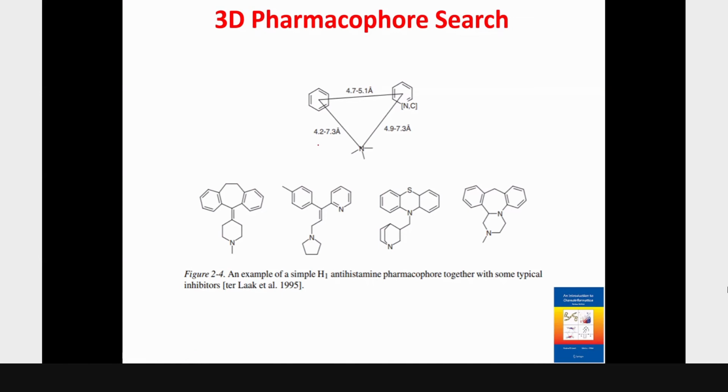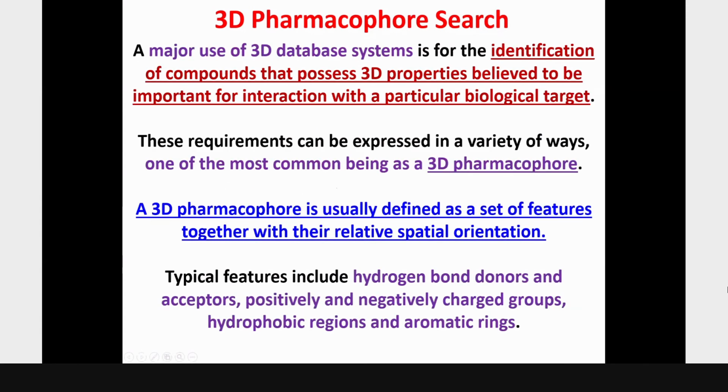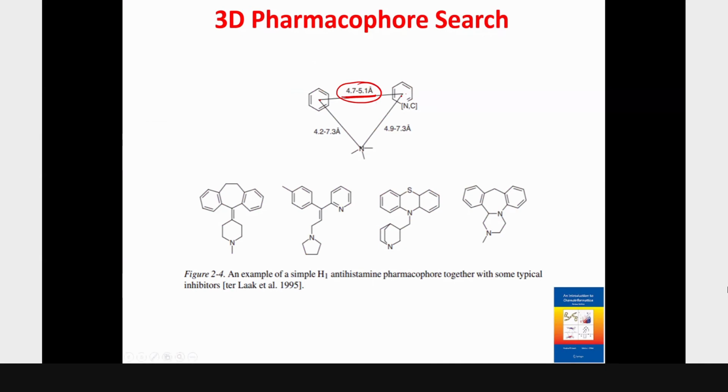Here they are mentioning some criteria, like there are two benzene groups, and then again some kind of ammonia group is there, and they have given some criteria to identify the similar components, and this criteria is a little bit flexible. They are saying the distance between the center of these two things should be between 4.7 to 5.1 angstrom. Similarly between this and this also, their spatial relative orientation, this is what was said in terms of defining the 3D pharmacophore.